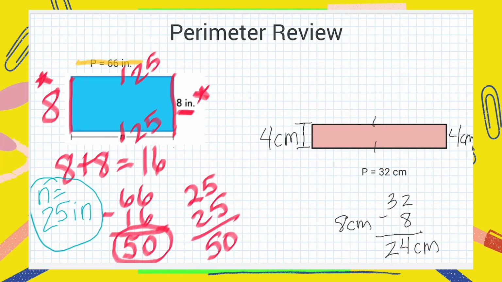So that means that the sum of these two sides must equal what? That's right, 24 centimeters. So take a second to think. What number can I double that will equal 24?